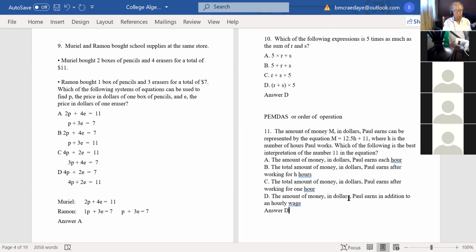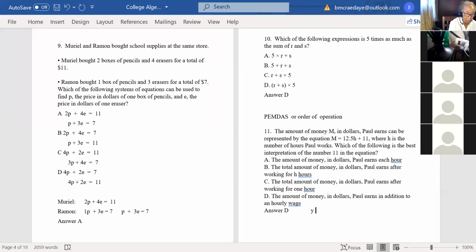Okay. Whenever you have a constant in a problem like this, Audrey, what kind of equation is this? It's a linear equation, right? And it's y equals mx plus b, where 12.5 is really a slope and this 11 is a y-intercept, same format. Let me just write this here. That's the slope-intercept formula.